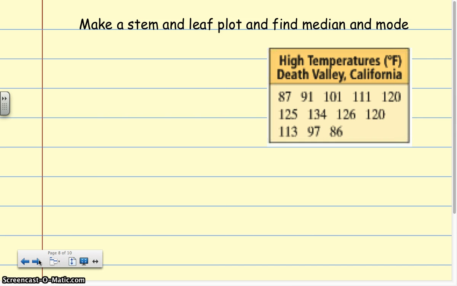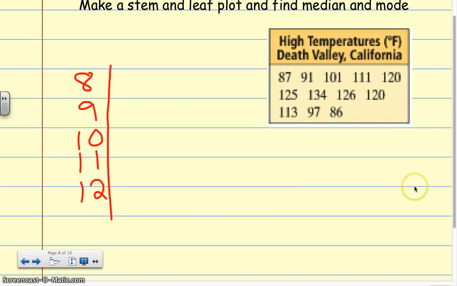All right, the next one. Okay, this next data set, I already formed the stem part. I looked for my minimum, which was in the 80s. I looked for my maximums, which are in the 120s. And I'm just going to go ahead and order it.